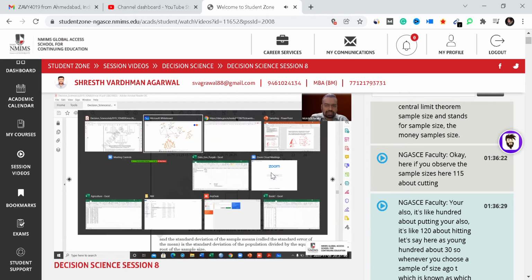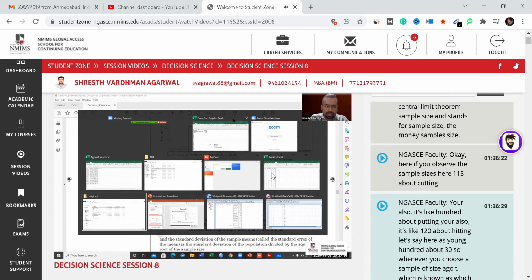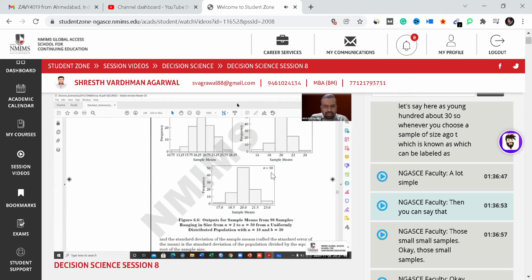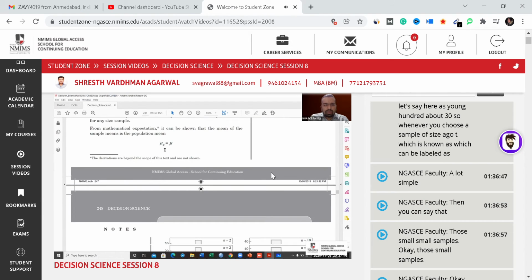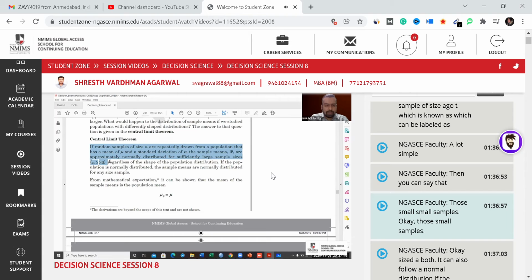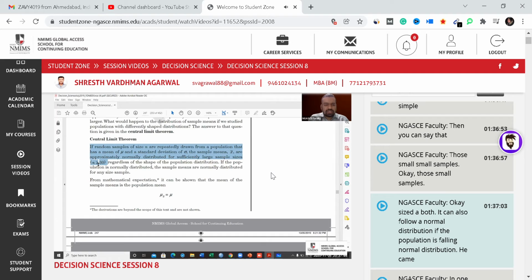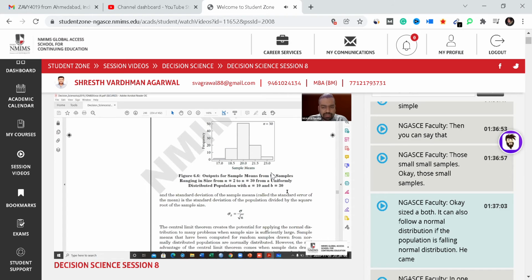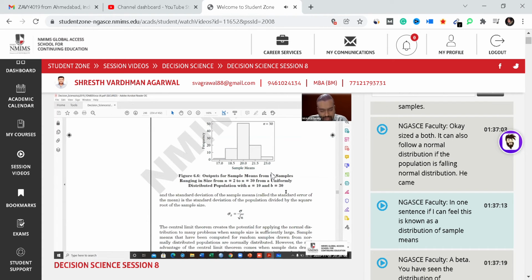So whenever you choose a sample of size above 30, which can be labeled as a large sample, then you can say that those samples, sized above 30, can also follow normal distribution if the population is following normal distribution. In one sentence, if I conclude, this is known as a distribution of sample means.